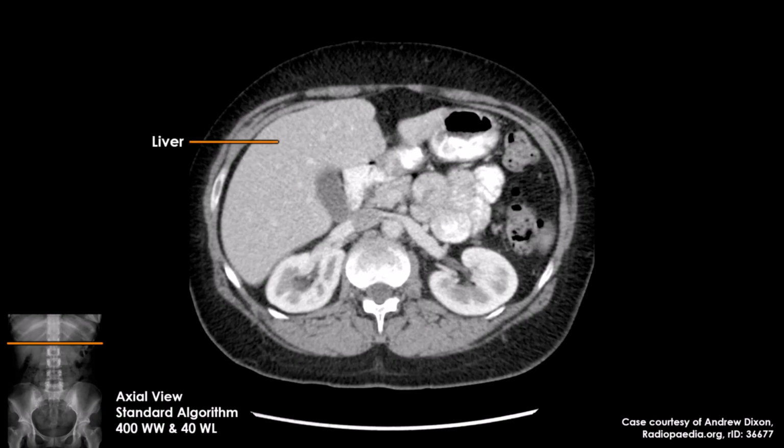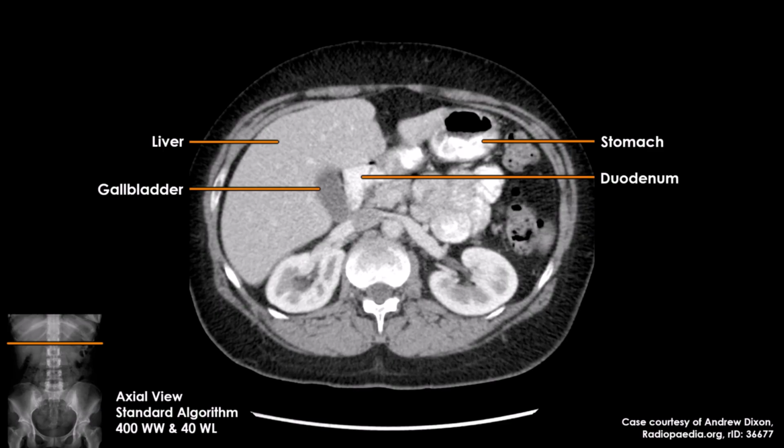Moving inferiorly in the axial plane. This again is the liver, and now we can see the gallbladder on its inferior surface. We can also see some relevant features of the gastrointestinal tract. This is the stomach filled with both contrast and air. The stomach empties into the small bowel. We can see the first segment of the small bowel called the duodenum, and the second segment of the small bowel called the jejunum.